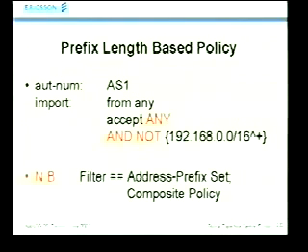You can have prefix length-based policy. Autonomous system object AS1 from any, except any, and not this. This is private address space. So you're saying from any other autonomous system, accept any routes, but not this.